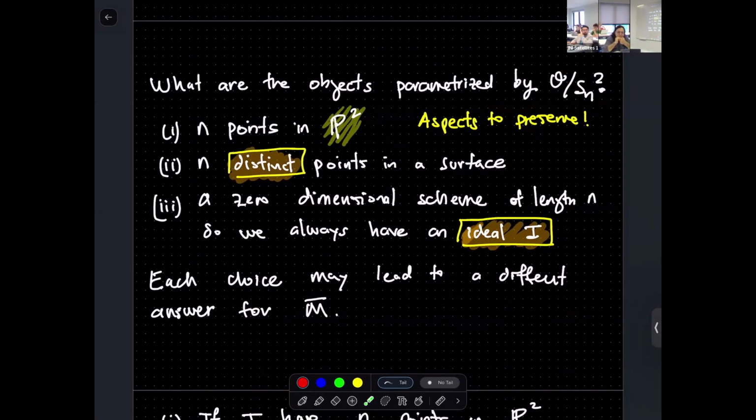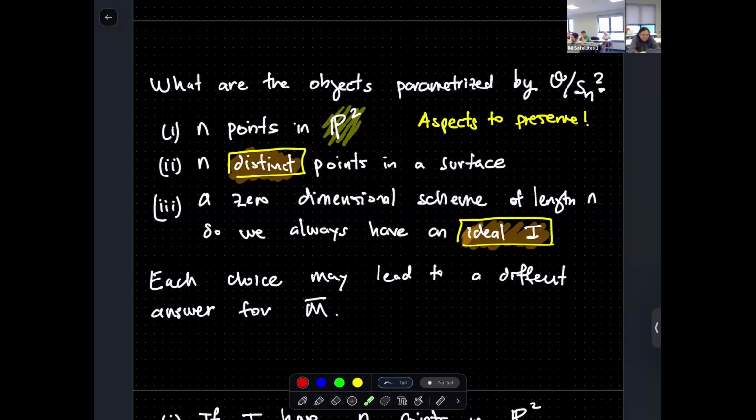And the question here is: what are we going to add? What kind of objects are we going to add? First, we have n distinct points in P2, so you have to lose something. Okay, you say, you know what, the points don't have to be distinct. Who cares if they are distinct or not? Just n points in P2.